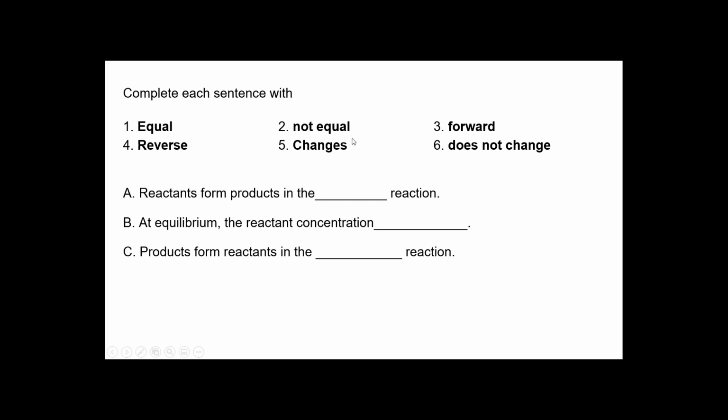So let's go on to the next one. So let's take a look at this here. Complete each sentence with whatever these words are, and as we read the bottom. So A, reactants form products in the blank reaction. At equilibrium, the reactant concentration blank, and products form reactants in the blank. So reactants form products. When do reactants form products? In the forward reaction. And now let's just jump to C. Products form reactants in the reverse reaction. And at equilibrium, the reactant concentration should not change because once we get into equilibrium, those concentrations lock in. And there you go. And that's it.